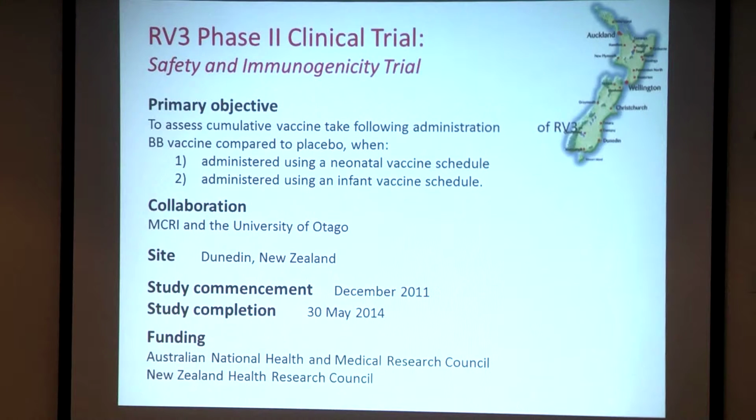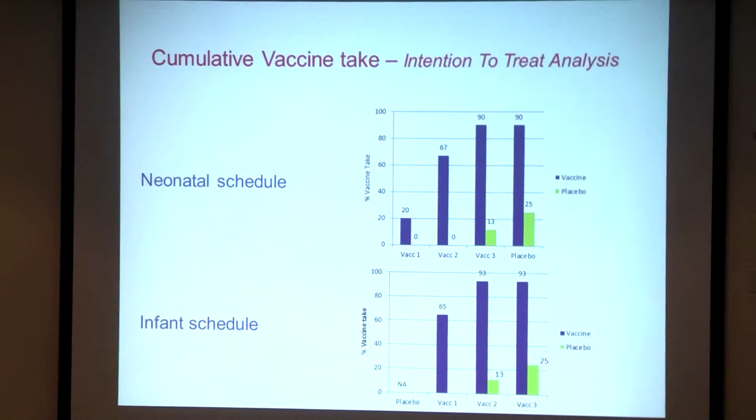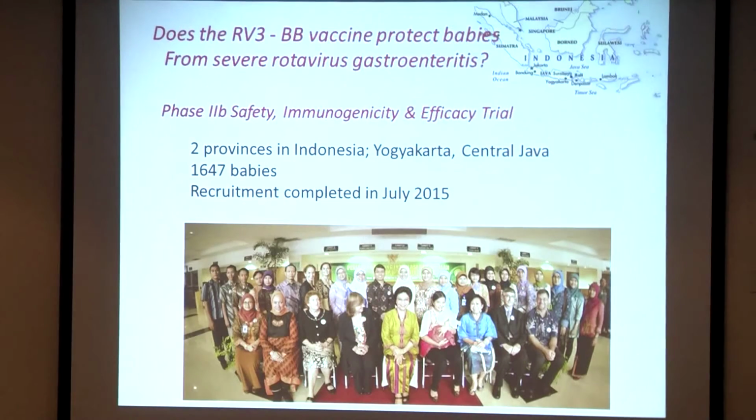This trial completed last year, and what we found in the immune response was very good. Over 90% of babies responded after 3 doses, in either a birth dose schedule, starting with a first dose at birth, then at 8 weeks and then 14 weeks, or given at the traditional infant schedule like the other current commercial vaccines. So it appears that there is a robust immune response.